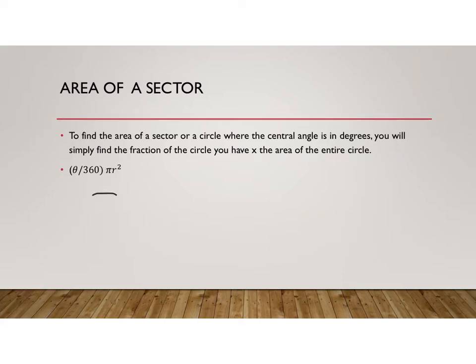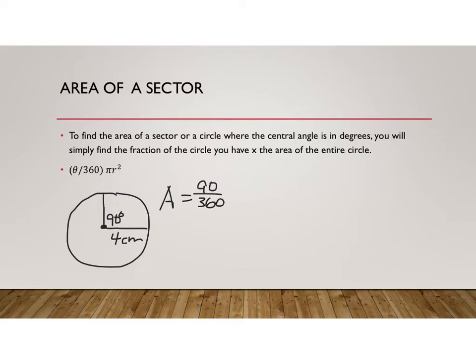So for example, we'll start very simple here. Let's say we have a circle like this. Let's say your radius is 4 centimeters, and this is your sector. So you can see this angle is 90 degrees. So if I was going to find the area of this sector, I would take 90 divided by 360 times the area of the entire circle, which is pi r squared, or 16 pi. 90 over 360, we're talking about 1/4 of that circle. 1/4 of 16 pi would be 4 pi, and that would be square centimeters.